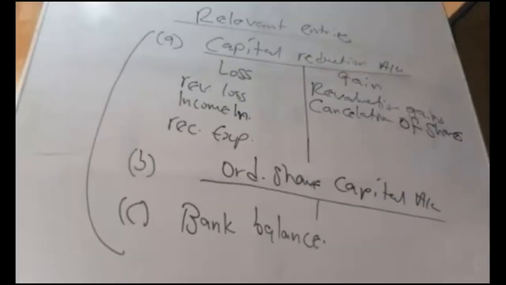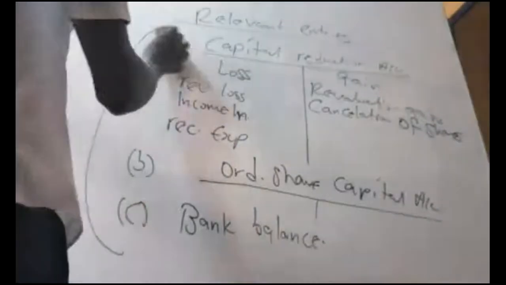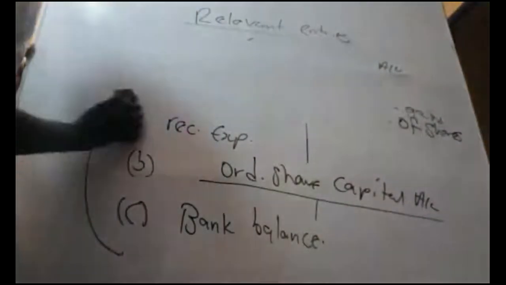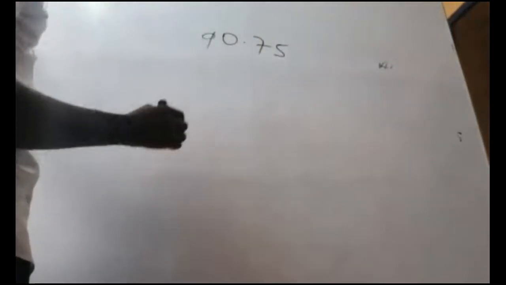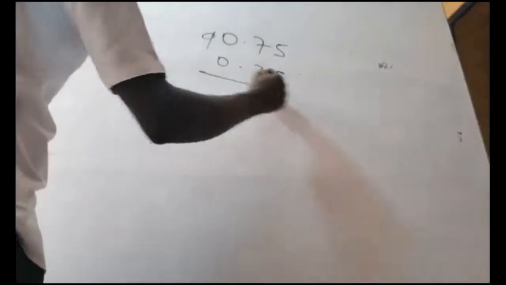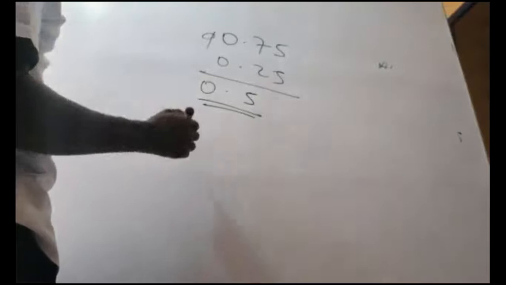Now let's go to the board. If your share price is 75 pesos, and you tell the shareholders that because you are failing, we are going to reduce the share price to 25 pesos. So moving it from 0.5 Ghana cedis down to 0.25, it means that the shareholders have to sacrifice 0.5, right? That would be a gain to the company, but a detriment to the shareholders.